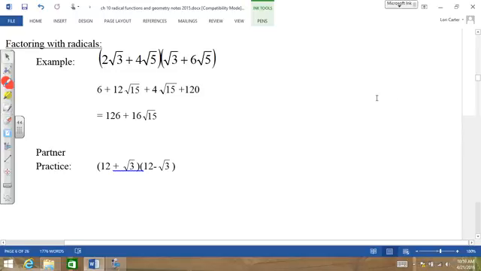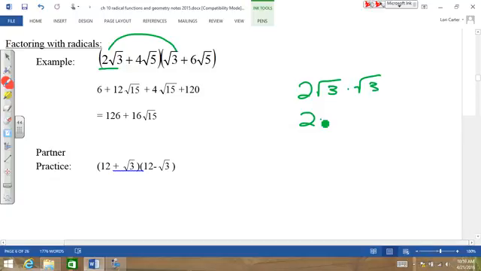All right? So we have 2 square roots of 3 plus 4 square roots of 5 times square root of 3 plus 6 square roots of 5. We just distribute. So what am I going to take 2 square roots of 3 times? Square root of 3. All right. How do we multiply radicals? Okay, off to the side. How do I take 2 square root of 3 times the square root of 3? What do I multiply? The 2 and the 1. The coefficients. So 2 times 1 is 2. Then the square root of 3 times the square root of 3 is the square root of 9.